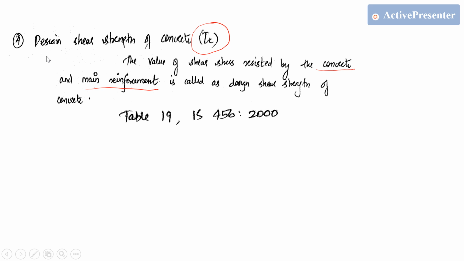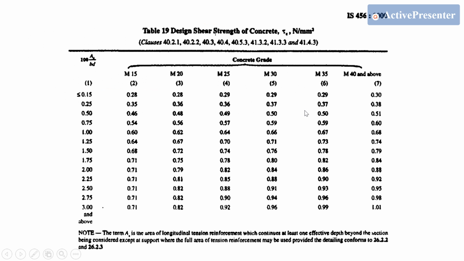So keep in mind, tau V is the total shear stress that is coming due to the applied load. Out of that, tau C is taken by the concrete and main reinforcement. So keep in mind like that, okay? Now, table number 19 of your IS 456 2000 gives the value for tau C, design shear strength of concrete tau c in Newton per mm square.